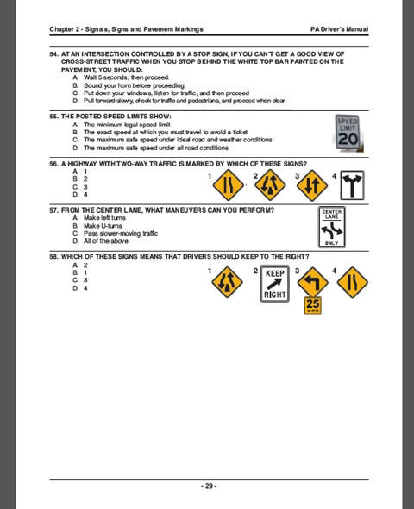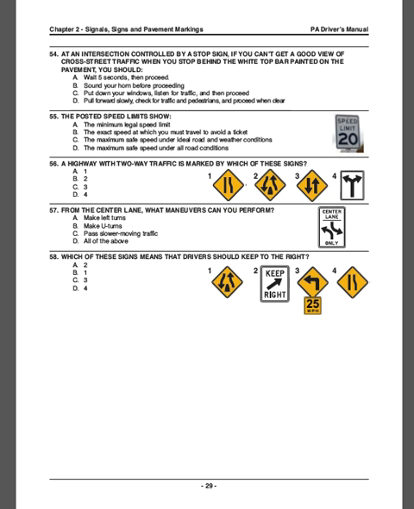57. From the center lane, what maneuvers can you perform? A, make left turns. B, make U-turns. C, pass slower moving traffic. D, all of the above. The answer is letter A. The sign indicates that the center lane is for left or right turns only.